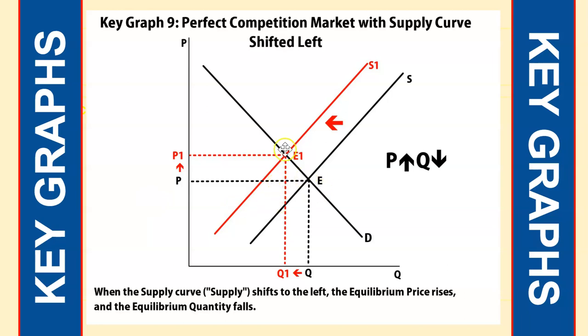Demand again moving along the curve from E to E1, leading to a higher price and a smaller quantity. It's more expensive what we are able to produce, and we're not able to produce nearly as much of it. So this shift in the supply curve to the left is leading to a higher price and a smaller quantity.